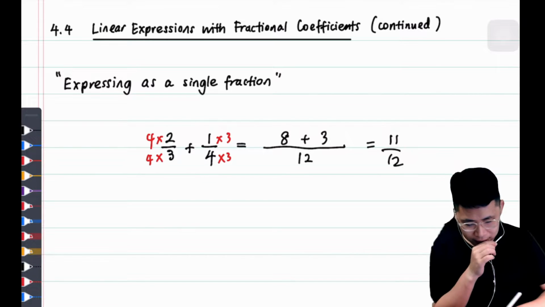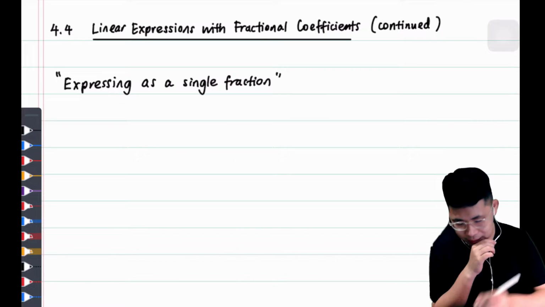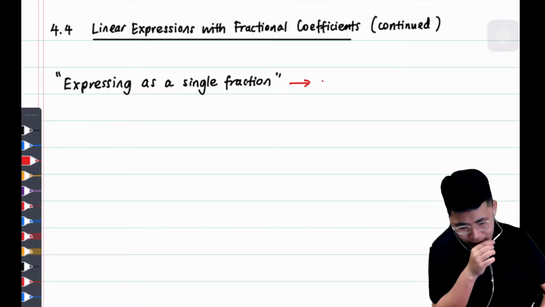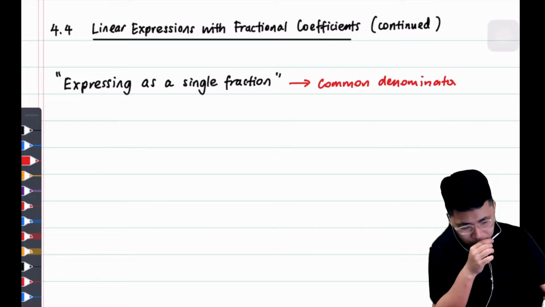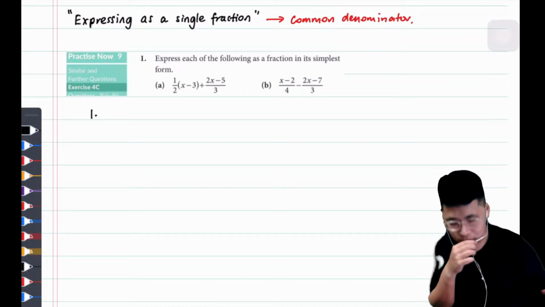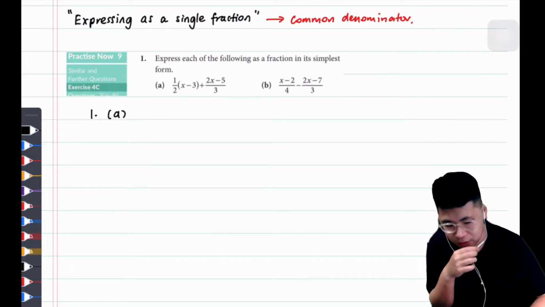Okay, so the skill that we need from primary school is to look at the common denominator. All right, so let's take a look at practice 9 for our very first example.